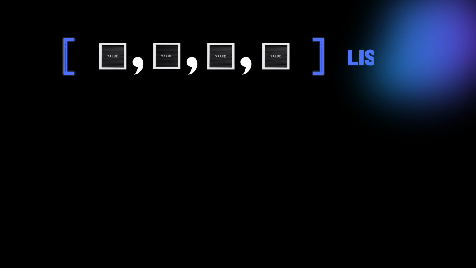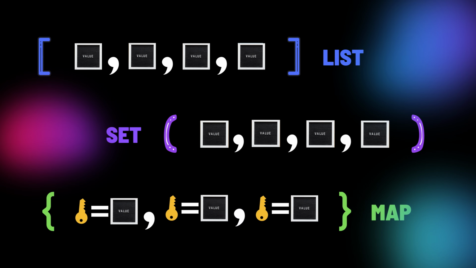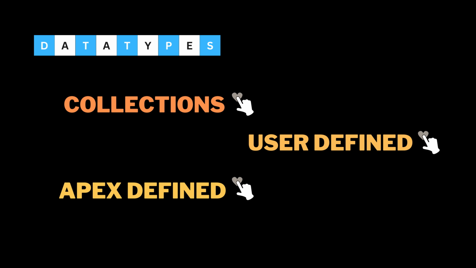Welcome to the Collection, Declaration and Basics Part 2. Before we get started, let's recall the visuals for list, set, and map. In this session, we will discuss the following data types that can be used within collections.